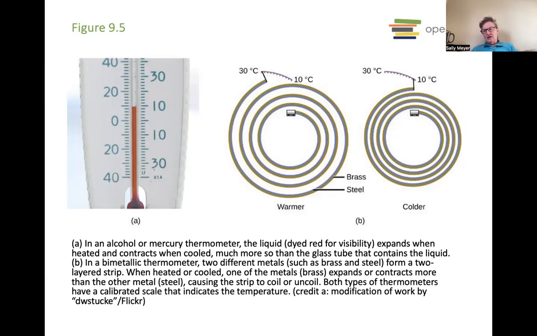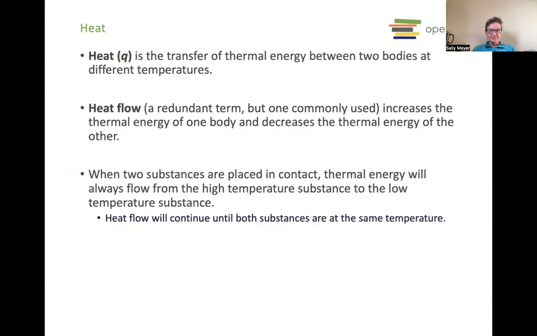It also shows you on the right that metals have different expansion coefficients. And so you can make this spring either compress tighter or expand by having two strips of metal with different expansion coefficients.